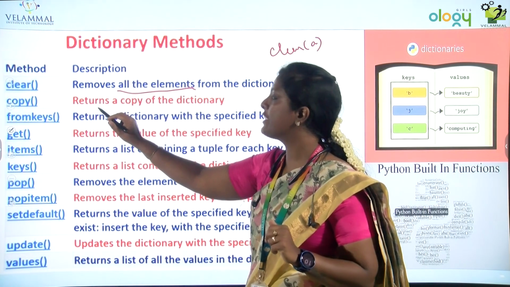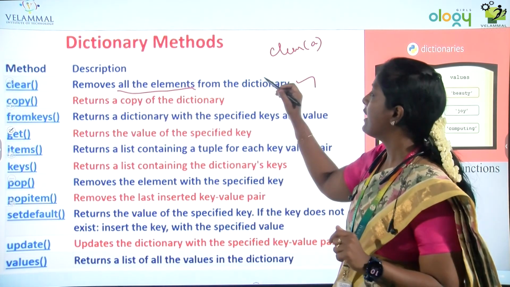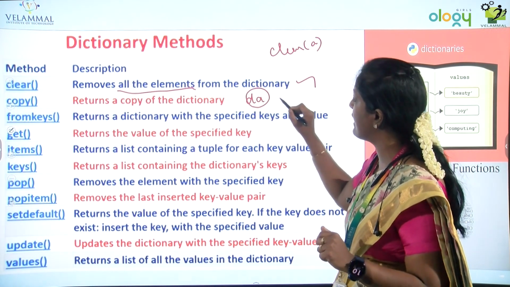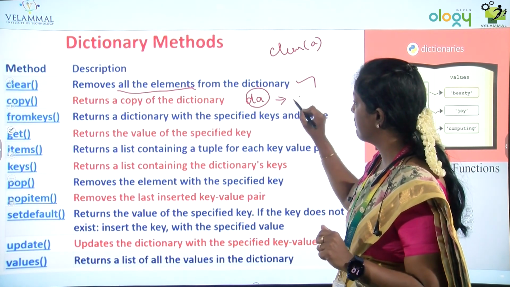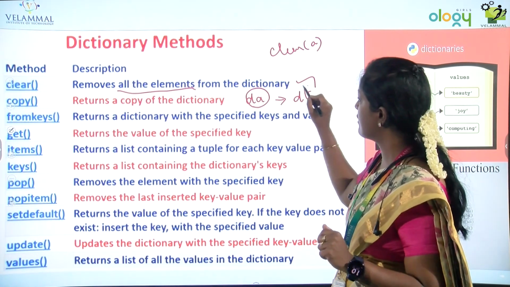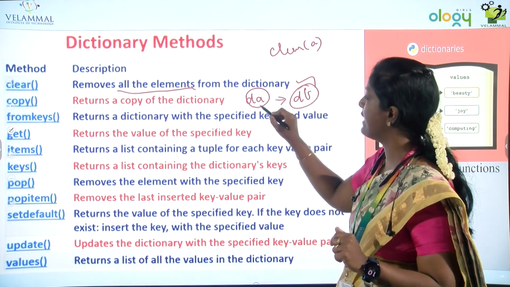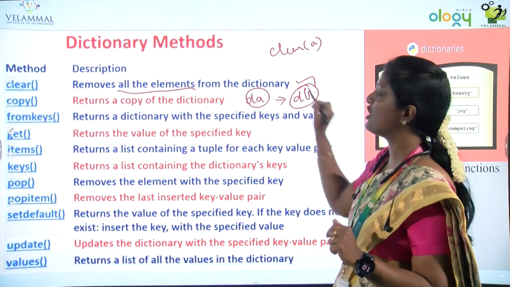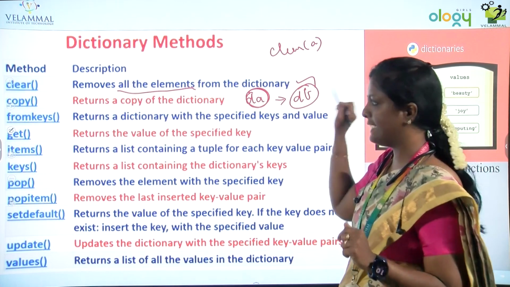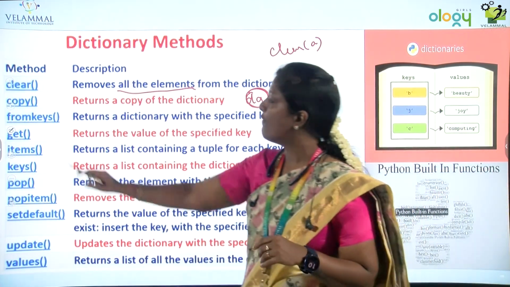Next, it returns the copy of the dictionary. If DA is a dictionary name, and you want to copy this to another name called DT, for example, it can be entirely copied here. This is a new dictionary which is being created. From there, you have a copy of all the elements that are in DA to DT. Right?